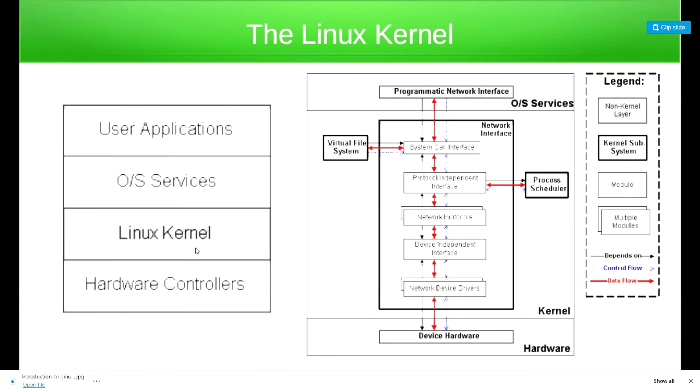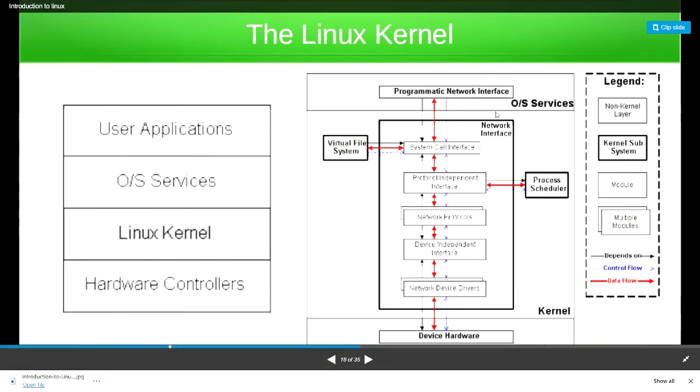Now, we will go to the kernel of the Linux, or the programmatic network interface, or the OS services. If you see the diagram here, we have here the programmatic network interface, the network interface. Inside the network interface, we have here the system call interface, protocol independence interface, network protocol, device independent interface, network device drivers, and the device hardware. Now, inside this system call interface, you have here the virtual file system. And inside the protocol independence interface, we have here the process scheduler.